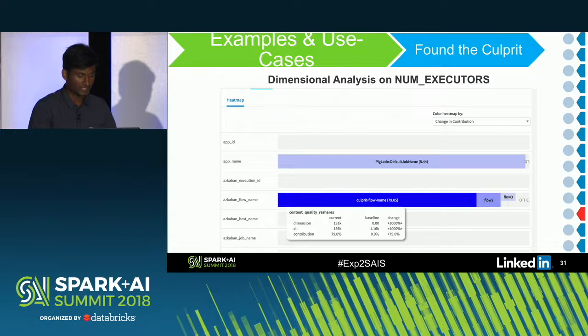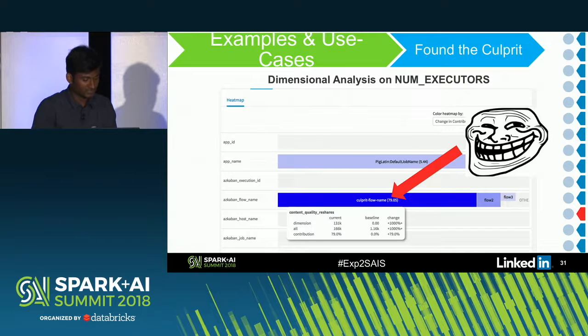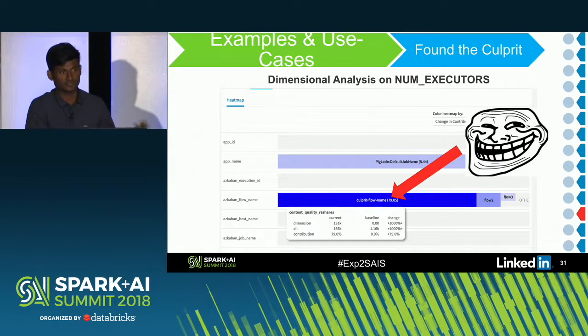This is trying to tell us how much positively or negatively a dimension contributed to that metric. The blue one indicates that that flow or that specific dimension contributed positively towards the metric. There are also red ones that you don't see here, which say that a dimension contributes negatively to the metric. So in this case, you find a flow which is contributing 79% positively towards those large numbers of executors being launched. So now I know which flow it is.